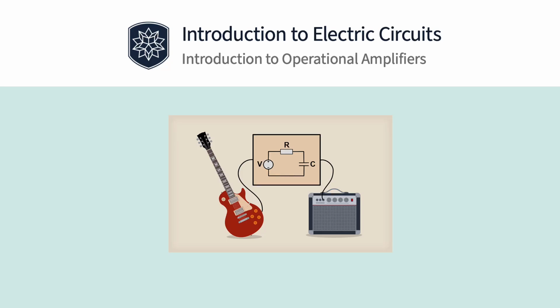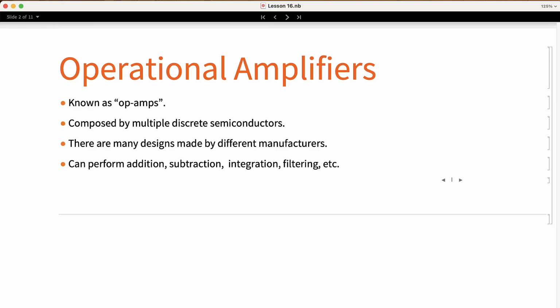In this lesson, we will use the knowledge that you acquired in the last lesson in order to study your first operational amplifier circuit. Operational amplifiers are also known as op-amps. These are integrated circuits consisting of multiple semiconductors. There are many different designs made by different manufacturers, and each design has different characteristics which can be better for certain tasks. With operational amplifiers, it is possible to perform many different tasks, for example, adders, subtractors, integrators, and filters, to mention a few.